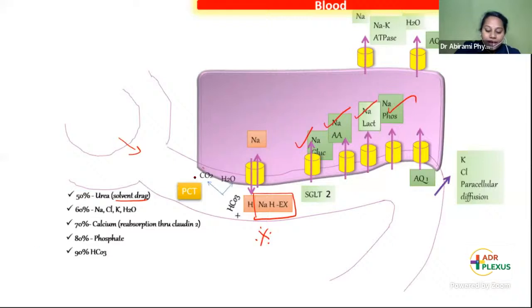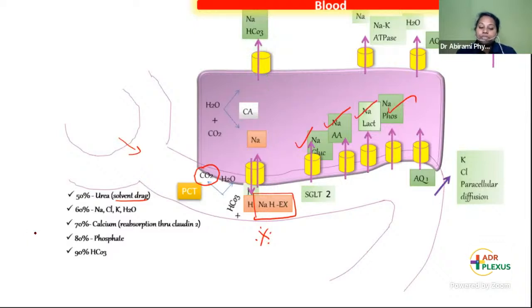Now CO2 is a gas. It does not need any transporters. It just simply diffuses into the cell. That is called simple diffusion. So by simple diffusion, CO2 moves into the cell. Inside the cell, just the reverse reactions take place. What is the reverse reaction? Carbon dioxide combines with water to form H plus and bicarbonate. This takes place with the help of enzyme carbonic anhydrase. Hydrogen is again exchanged through the hydrogen sodium exchanger, and bicarbonate moves into the blood through sodium bicarbonate transporter.